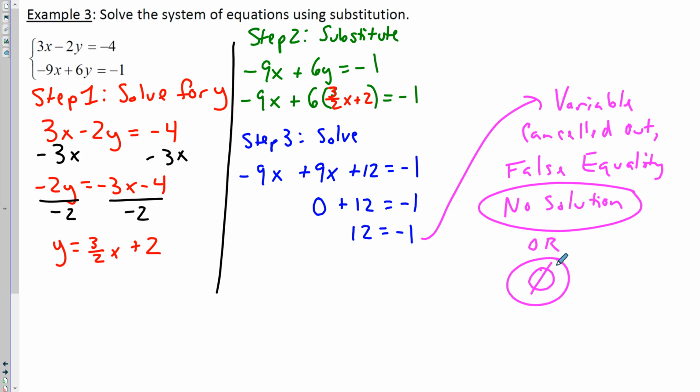So kind of be aware that you could have those other two solution possibilities come up. Right? You could get that one solution x, y. You could also get the no solution case or the infinitely many case.